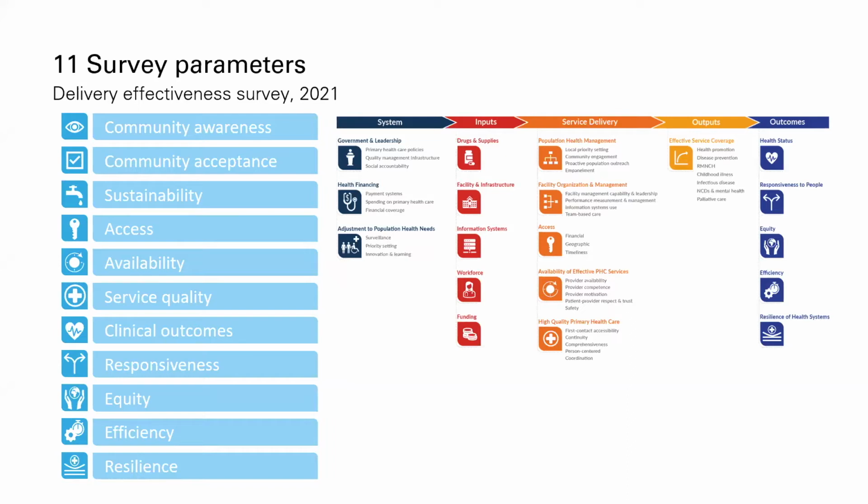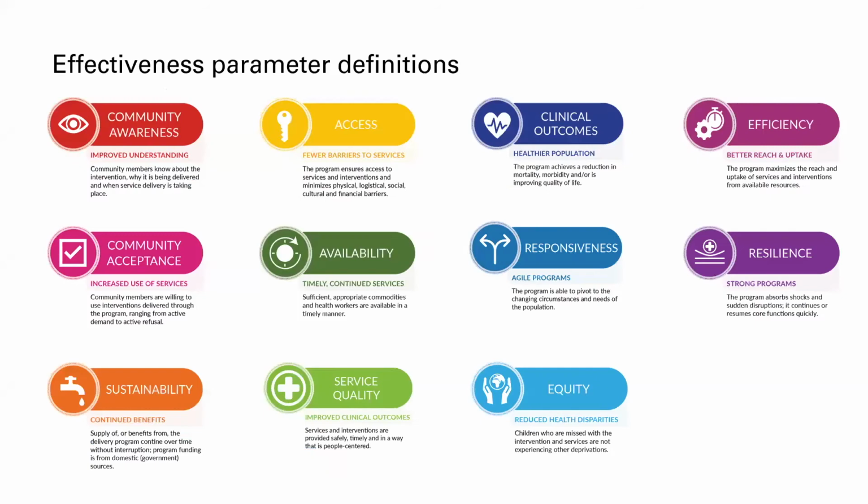Russell, if you could move me to my next slide. We then took those 11 parameters of effectiveness and developed preventive program relevant definitions for each of them, reflecting in part how these parameters are currently used in the literature, but also taking into account the needs of programs to be able to track performance, as well as some of the weaknesses we discovered exist in some of the existing definitions. Next slide, please.